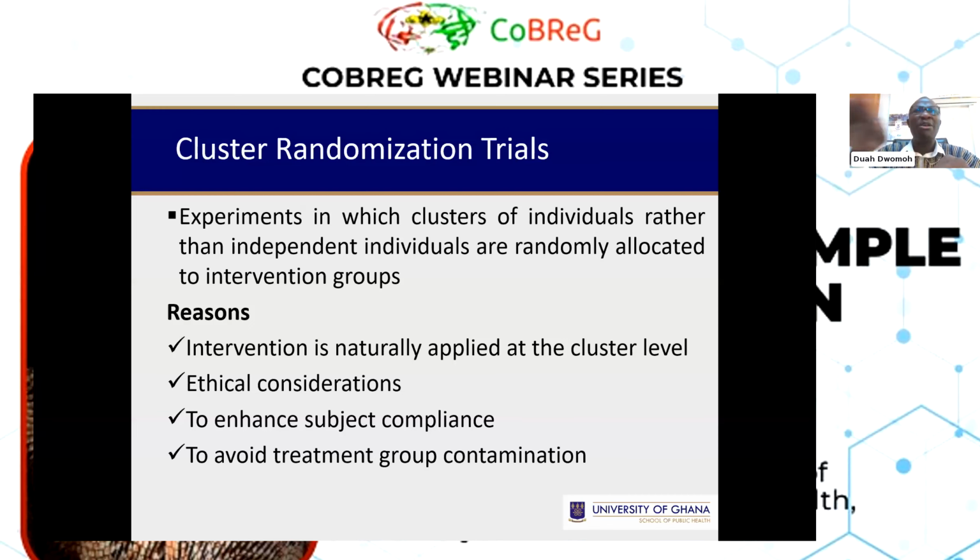It's rather the number of clusters. You understand? So you first estimate the number of clusters, which is the number of schools, the number of households, the number of health facilities, and all that, before you determine the number of individuals that you need to get from these clusters. So the focus in terms of cluster randomized design has to do with determining the number of clusters, not just the number of individuals. So you determine the number of clusters, because the larger the number of clusters, the better, in the context of randomized design. So we also have cluster randomized design.